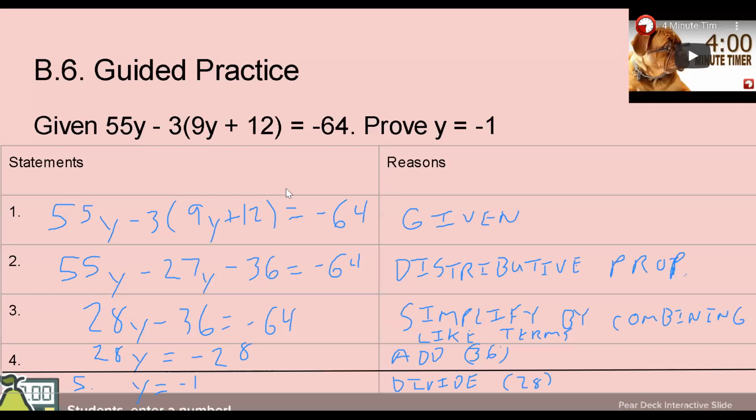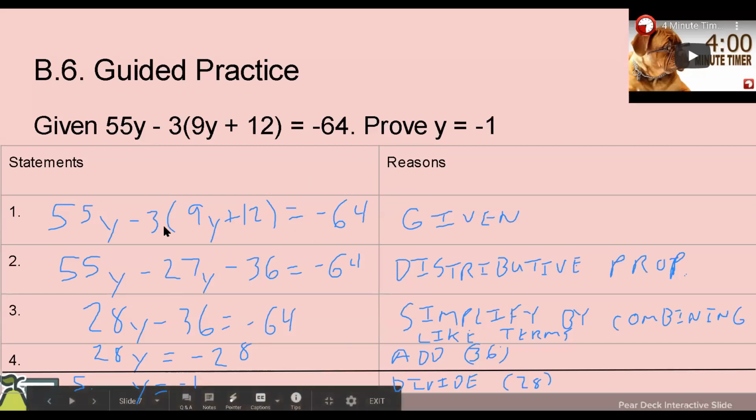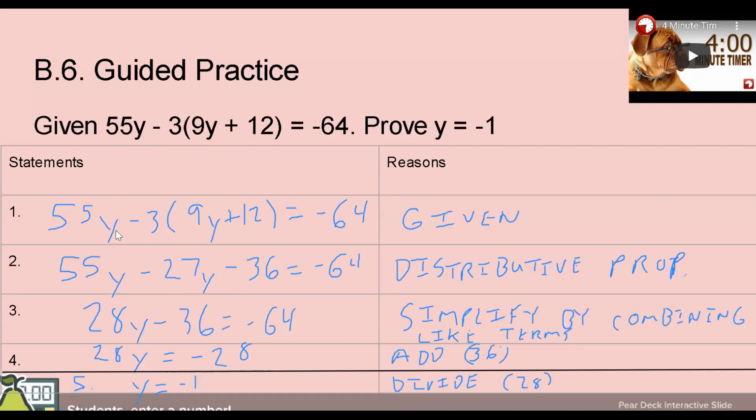All right, hopefully you got this as your answer. The first line you should have written was to copy and paste our given statement down here, 55y minus 3 times the quantity 9y plus 12 is equal to negative 64. And that's true because it's given to us. And then the first thing you would do to solve this would be to distribute the negative 3. If you do that, you'll get 55y minus 27y. Remember, you also have to distribute it to the 12 to get negative 36 equals negative 64. Again, the reason why this is true is the distributive property.